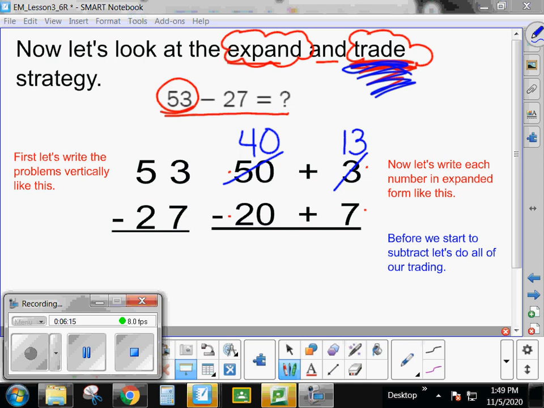All right, so now I'm going to check again before I start subtracting. Do I have more on top? Yes. 40 is more than 20. Do I have more on top here? Yes. 13 is more than 7. Now I can start subtracting.